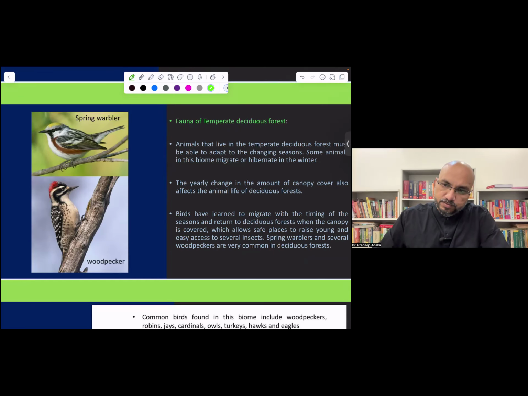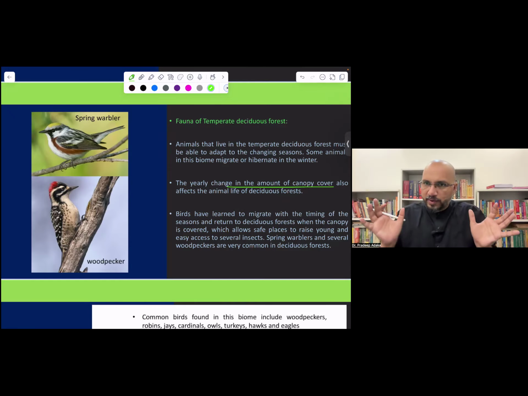Now coming to fauna. Animals that live in the temperate deciduous forest must be able to adapt to the changing seasons, because we have four distinct seasons. Some animals migrate during the winters to other biomes. Okay. There is a yearly change in the amount of canopy cover, because trees shed their leaves. So the birds or the fauna will be exposed during that time. Then in spring the canopy will be fully covered, and they can easily hide from their predators. If they are fully exposed, then their predators can catch them.